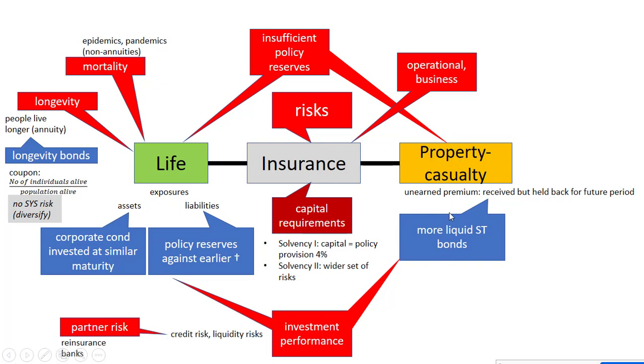In the case of property casualty insurance, we can see that they have to invest in way more liquid short-term bonds. And also there is an unearned premium, so received but held back for future time periods. In this case, we don't know when this event will happen, but such events are way more frequent and less calculable than in life insurance. And of course, you could ask, yeah, but how about partnering?